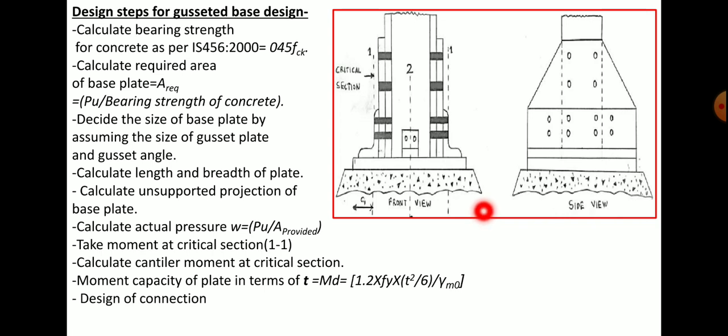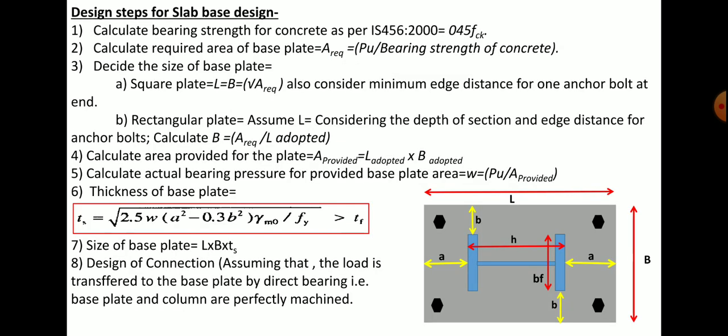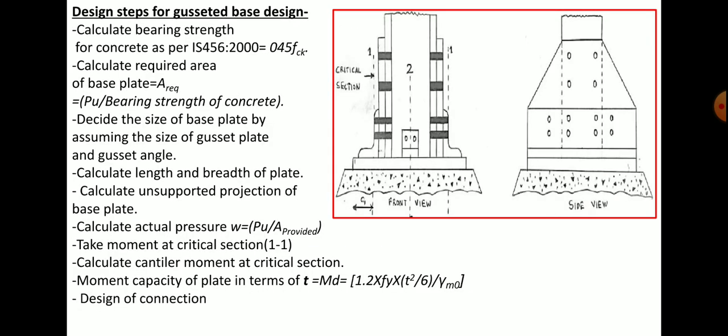Slab base is somewhat a straightforward problem, and in case of gusseted base you need to calculate the cantilever moment, that is projection beyond the support, and for calculating the thickness of base plate, this particular cantilever moment is to be equated with bending strength of base plate, correct? So here we have completed the basic design steps of gusseted base and slab base. In the next video we will be dealing with some numericals, university numericals based on design of slab base and gusseted base. So thank you very much.